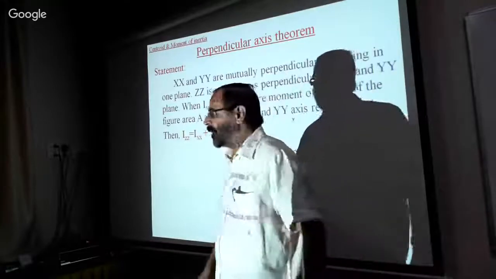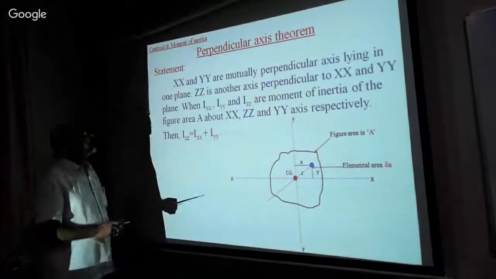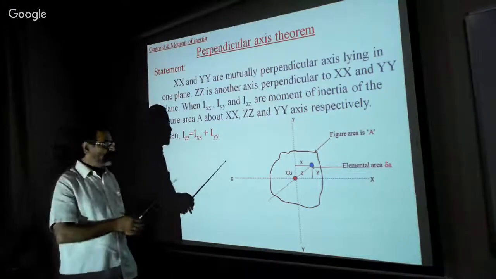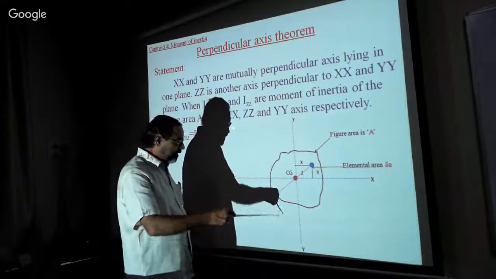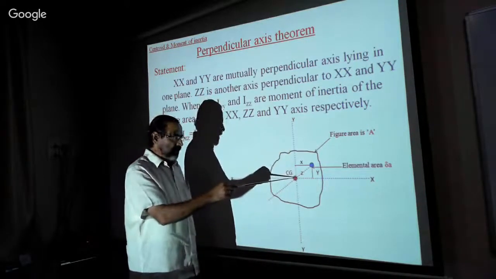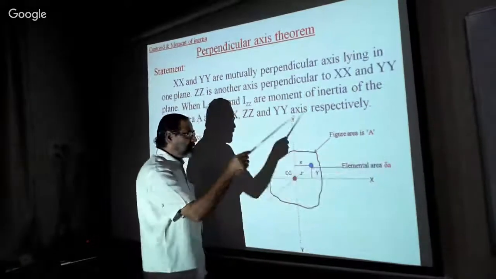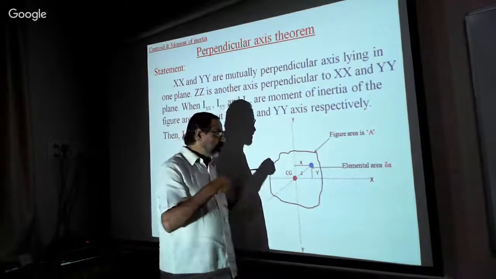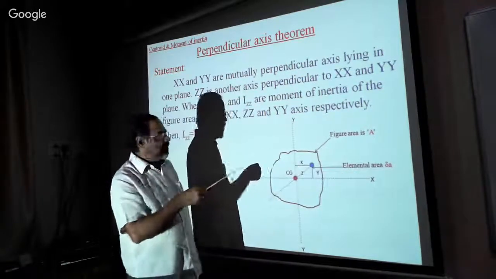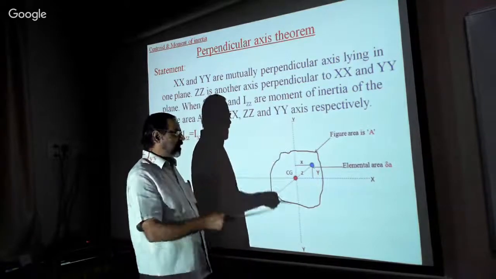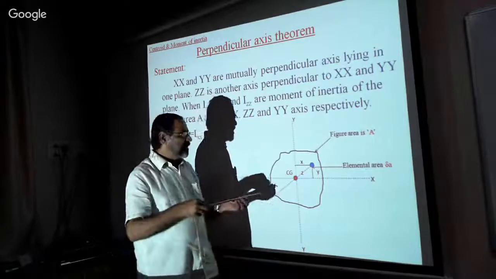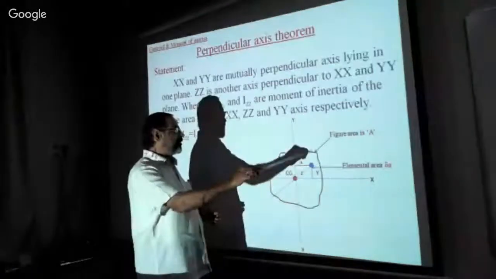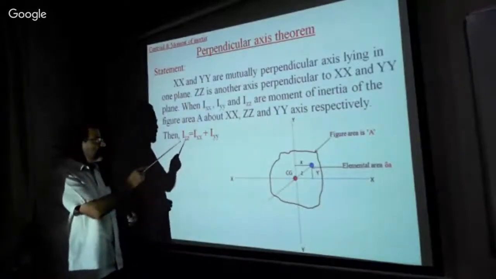Now there are 2 theorems here. We have already discussed these 2 theorems: the perpendicular axis theorem and the parallel axis theorem. Now see, the statement of the perpendicular axis theorem is like this: take the area, centroid, centroidal x axis, centroidal y axis, centroidal z axis. Ixx is the moment of inertia of the figure about the x axis, Iyy is the moment of inertia about the y centroidal axis, and Izz is the moment of inertia about the centroidal zz axis of the given figure. So Izz is equal to Ixx plus Iyy.